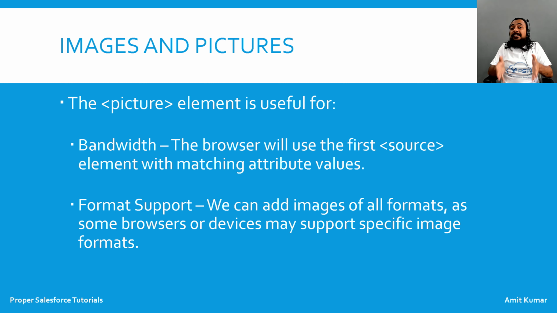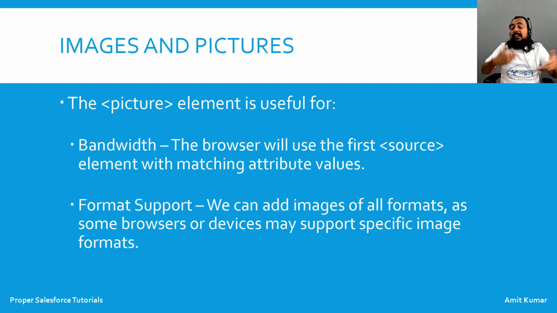Now the picture element is useful because the users of our web page can have different bandwidths. The browser will use the first source element with the matching bandwidth. So no matter what internet bandwidth our user is working on, the user will definitely get that image. The second thing is format support.